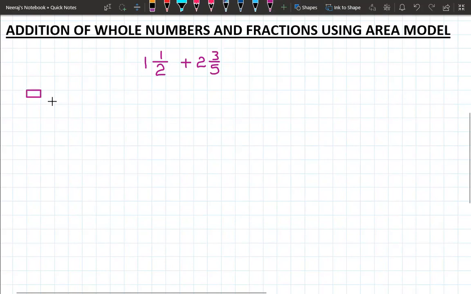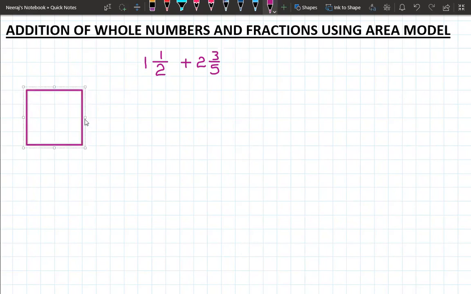For it, we have to make a rectangular box. So here I'm taking a rectangular box. Firstly, you have to represent 1 1/2. For it, how many wholes are there? 1. So I have to make 1 box for it. And now I'm going to represent 1/2. For it, you have to make 1 more rectangular box.